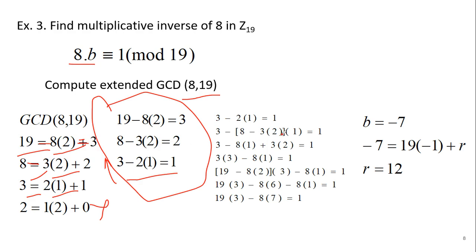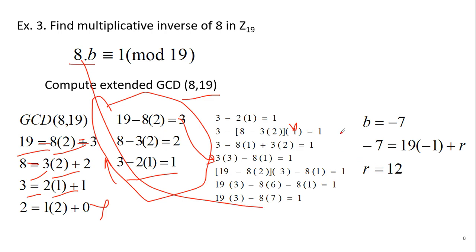2 is 8 minus 3 into 2, plus 3 into 1, and the coefficient is 1. But when we multiply x with 1, it does not make any change, so we can ignore the coefficient 1. After arranging the equation we get this. Then 3 into 1 and 3 into 2 becomes 3 into 3 minus 8 into 1 is equal to 1. Now we replace this 3 with its value, 19 minus 8 into 2, and the rest of the equation. After solving, with respect to 8 the coefficient is again minus 7.